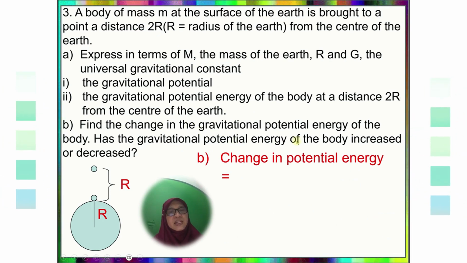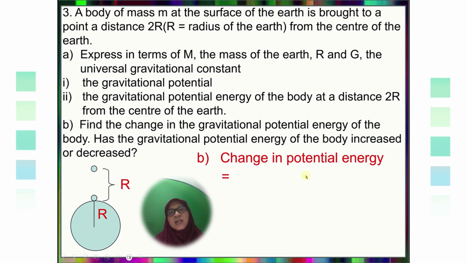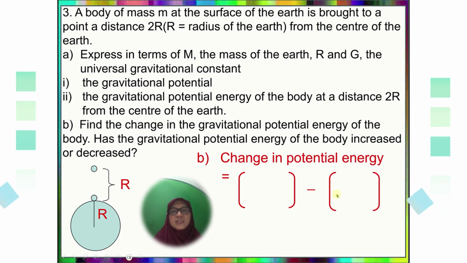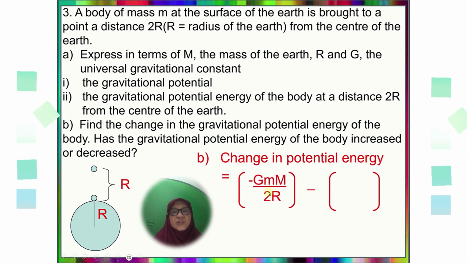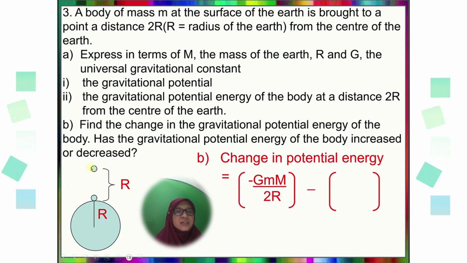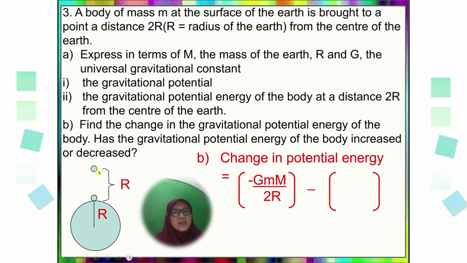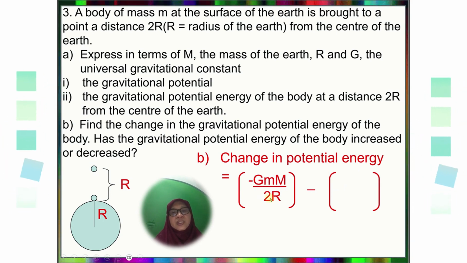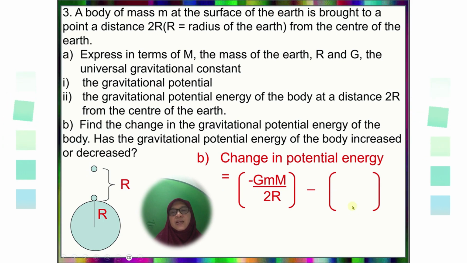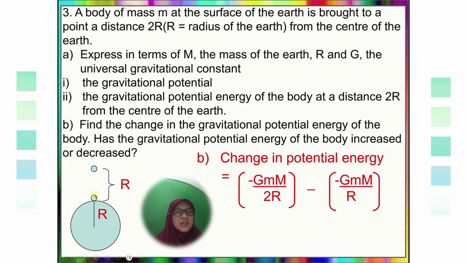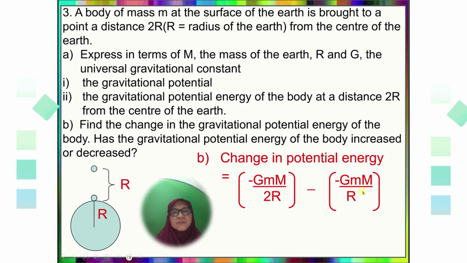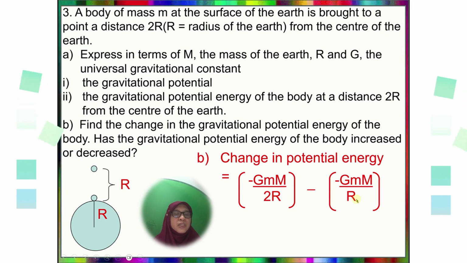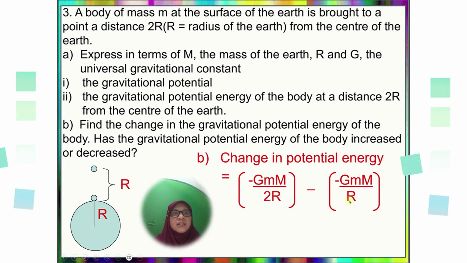We are going to find the change in gravitational potential energy. The change in gravitational potential energy is final minus initial potential energy. The final is at this point, at distance 2R, so the formula is negative GMm over 2R. Then the initial is on the surface, so negative GMm over R, where the distance is the radius of the planet, Earth, R.